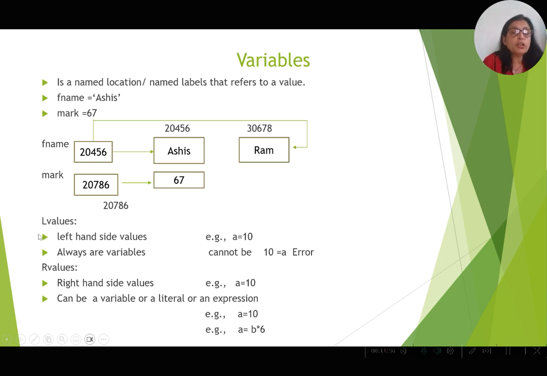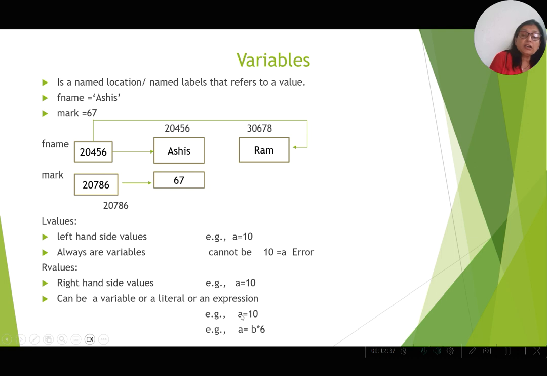Now next come the L values and the R values. L value stands for left hand side values and R value is right hand side values. What does it mean? Suppose you say a equal to 10, so a is your L value, 10 is your R value. You cannot write 10 equal to a because an L value is always a variable. Similarly, R value is what? Right hand side value. So now a equal to 10, you can even write a equal to b into 6.